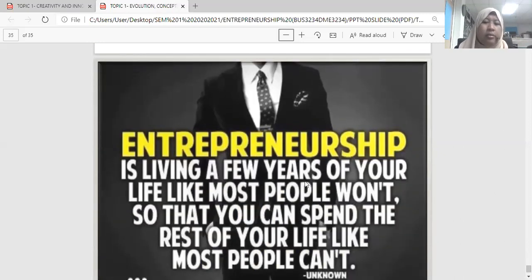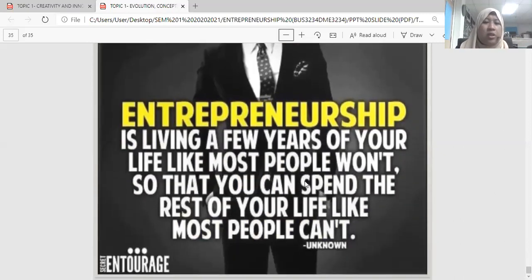As you can see, for the last quote, entrepreneurship is living a few years of your life like most people won't, so that you can spend the rest of your life like most people can. According to Jack Ma, the Alibaba founder, if you want to start your business, start at the early age of 25 years old. Why? Because it's a young stage. At 40, you will break through and you will totally rest for the rest of your life and pass your baton to your next generation.